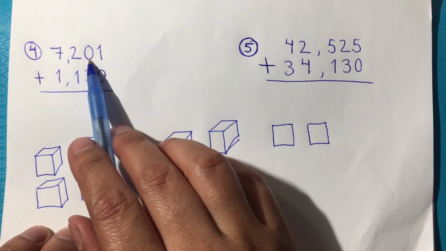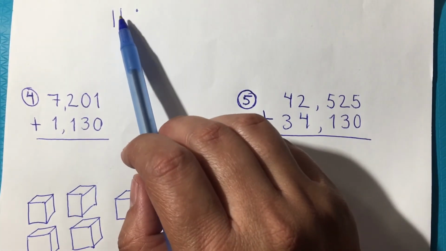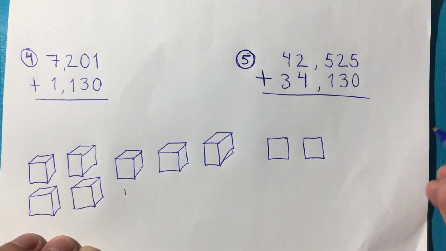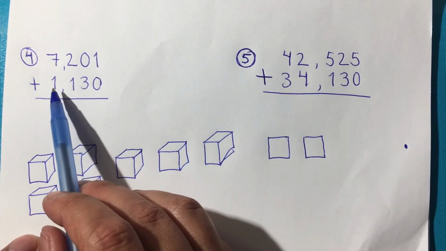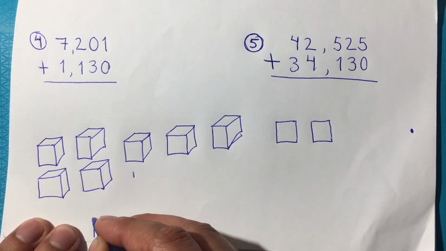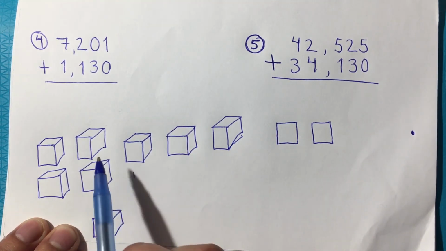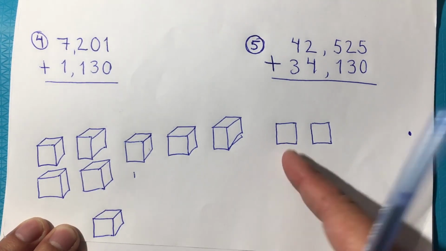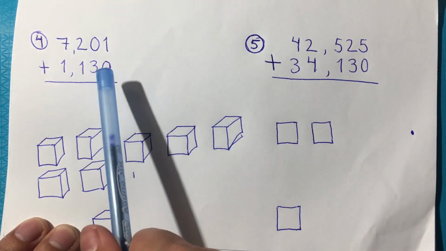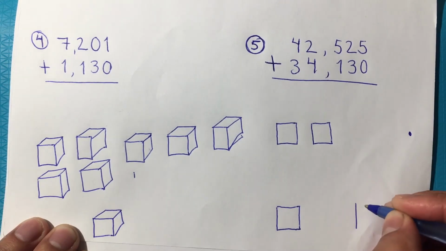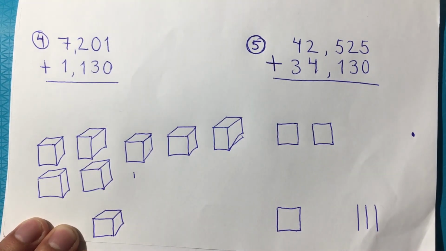This we would have 0, 10, so I don't have any sticks. Remember that we draw sticks for the tens. And then 1 would be just 1 dot. That's for the units. For the other number, we have 1,000. So we have one of these cubes. That's 1,000. 100, we draw one square. Then 30, 10, 20, 30, and we have 0 ones.